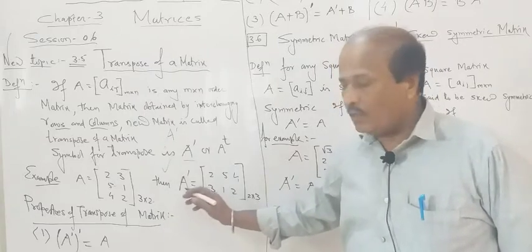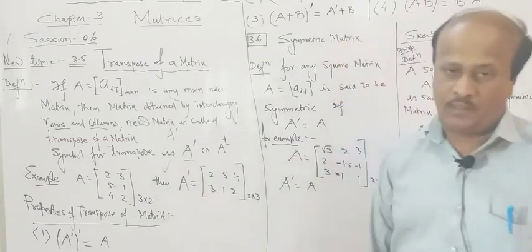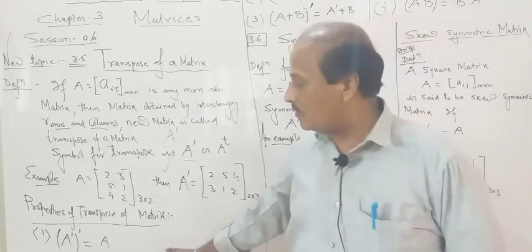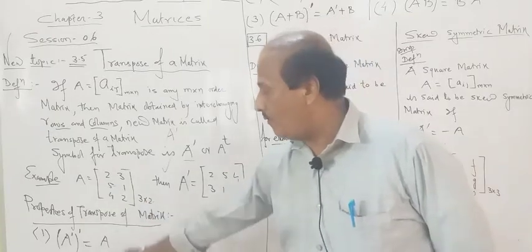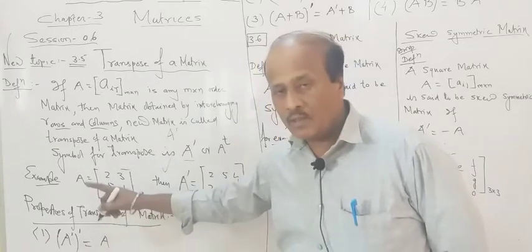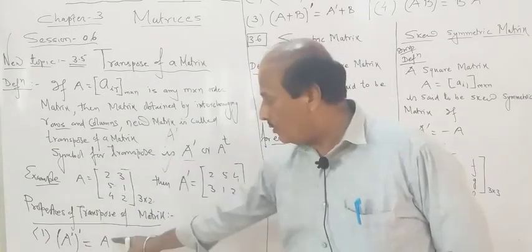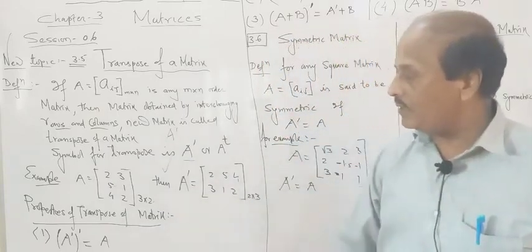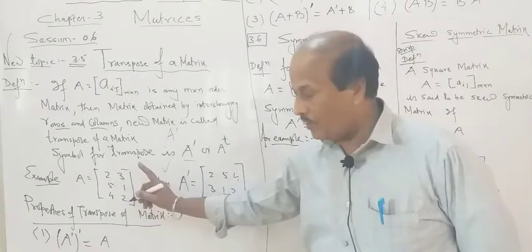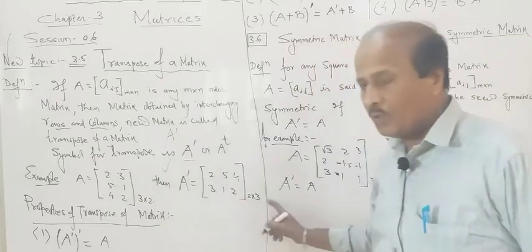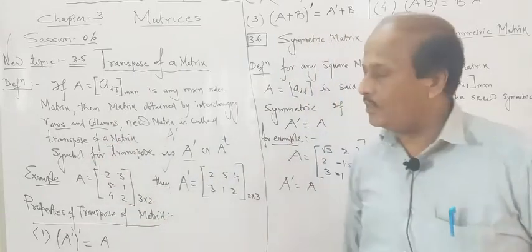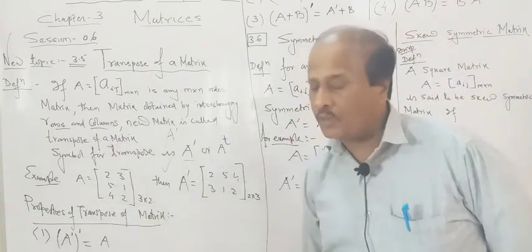Now there are 3 or 4 properties. Sometimes they ask you to prove these properties. The coming exercise will have some questions on proving these properties. One of the properties is the transpose of the transpose. It means when you find the transpose of a matrix and then again take the transpose, you will get the original matrix. You can see that very easily with any example. Once you take the transpose of the matrix, the order will be 2 cross 3. Then again you find the transpose, you get the original matrix. So this is one obvious property.